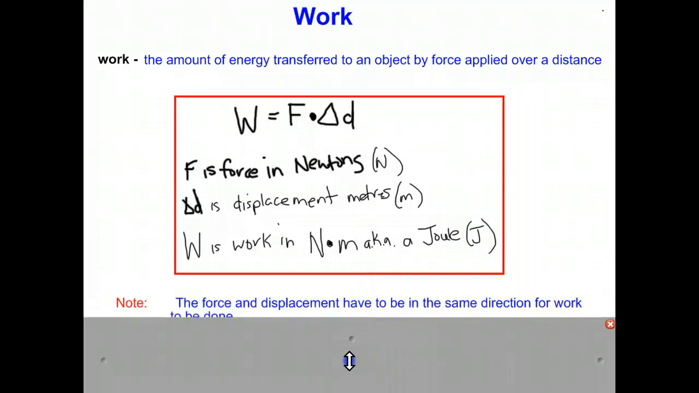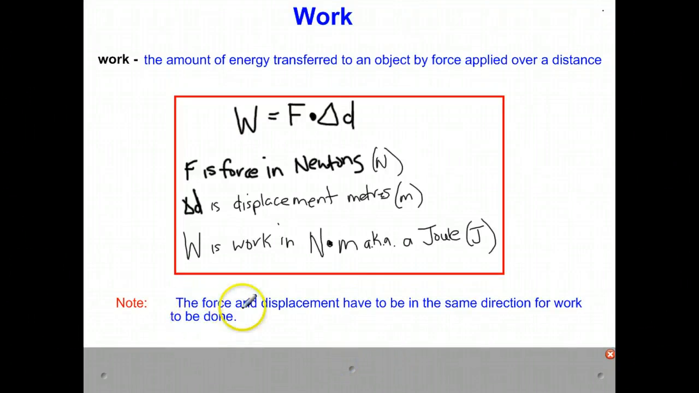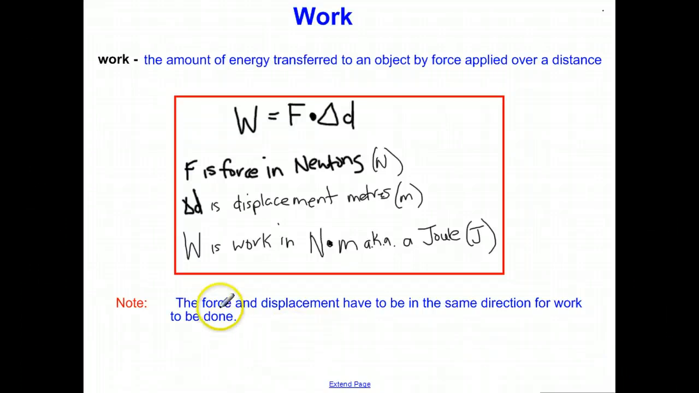Now, one important thing to note is that the force that you apply to an object and the displacement, so where it moves, have to be in the same direction. So if we attempt to push a desk to the right, so we're applying a force in the right direction, that desk has to move in that direction in order for it to be called work. Work has to be done if the displacement and the force vectors are in the exact same direction.